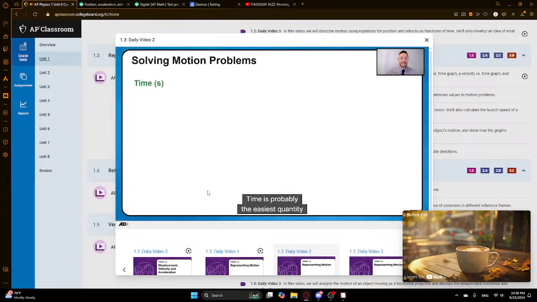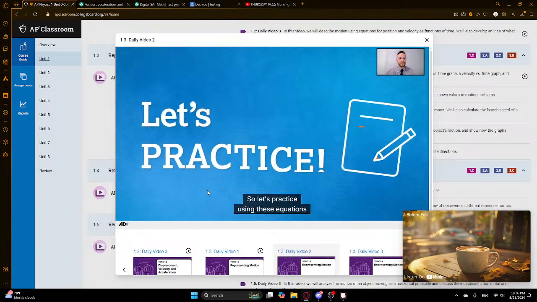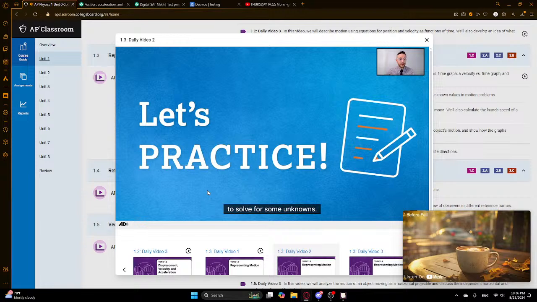Time is probably the easiest quantity to talk about and the easiest quantity to identify. It's measured in seconds, tells me how long this takes place, and time can only be positive. Time is only positive. So let's practice using these equations to solve for some unknowns.